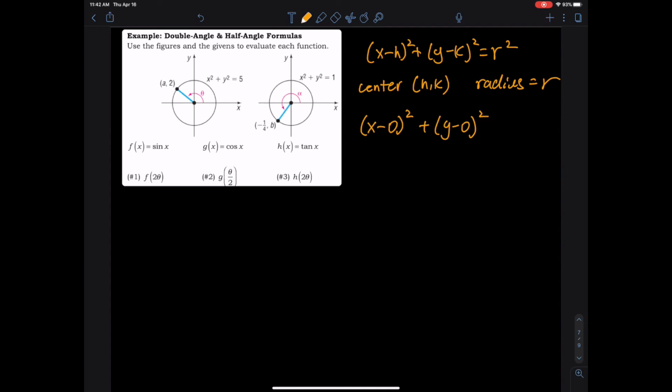What about the 5? The 5 is not squared, right? Square root of 5 squared. How's that? So where is the center? The center is 0, 0, right? And then the radius is square root of 5. That means the length of the blue segment is square root of 5.